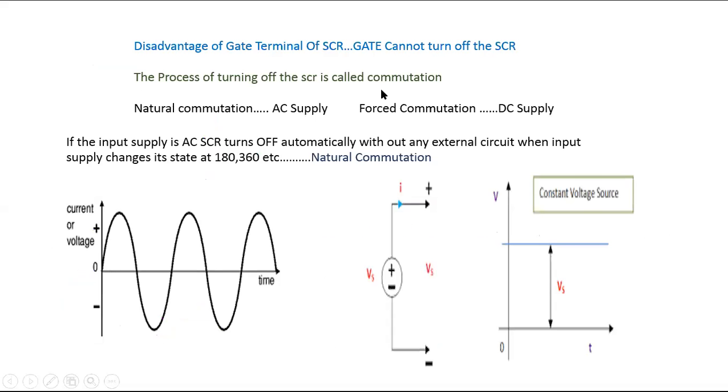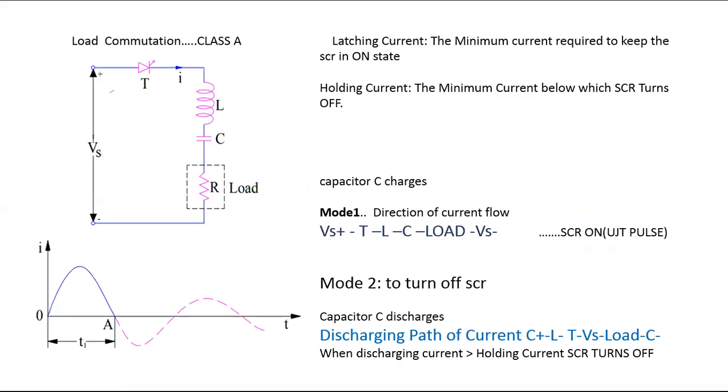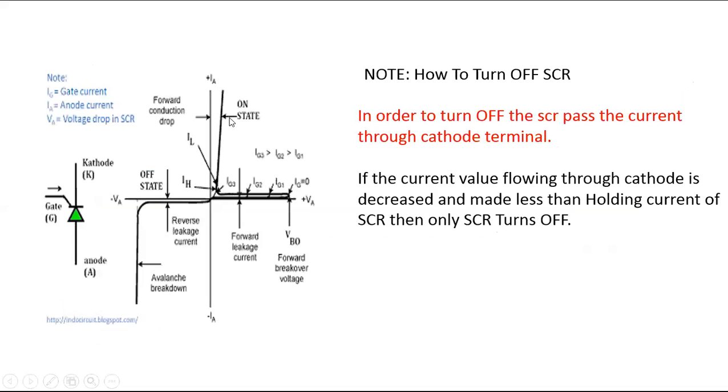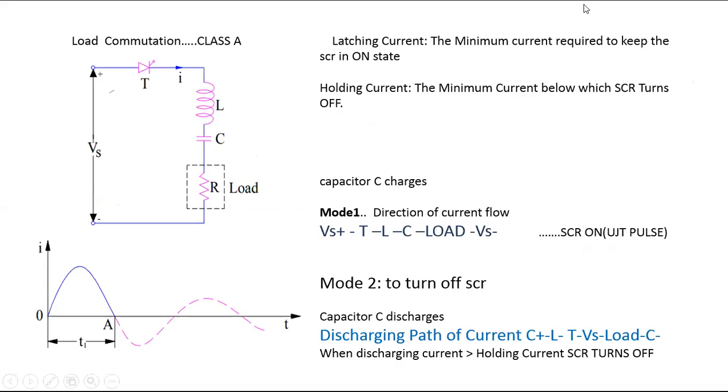In the working principle, I forgot to explain that one. So let us go back to this graph. If you observe this graph, we have discussed the forward conducting state. You can observe IH and IL here. What is latching current? Both are minimum current values only. The minimum current required to keep the SCR in the on state. We can confirm that the SCR is on when all the junctions are forward biased and a certain amount of current is flowing through the SCR.